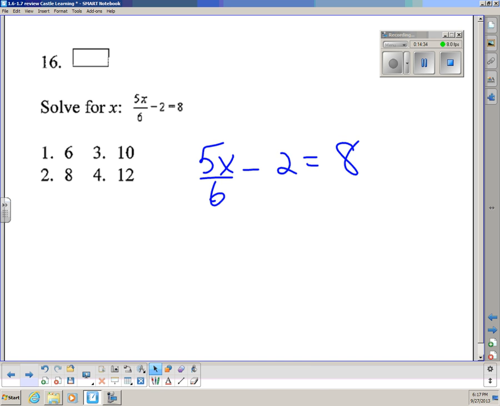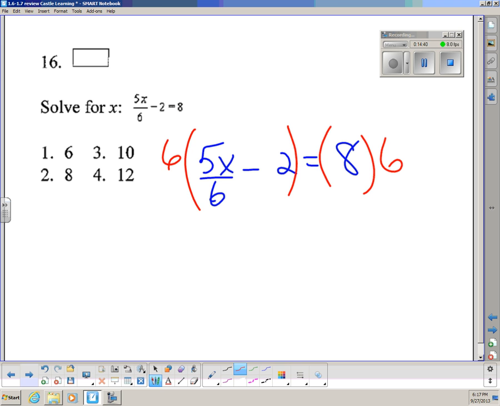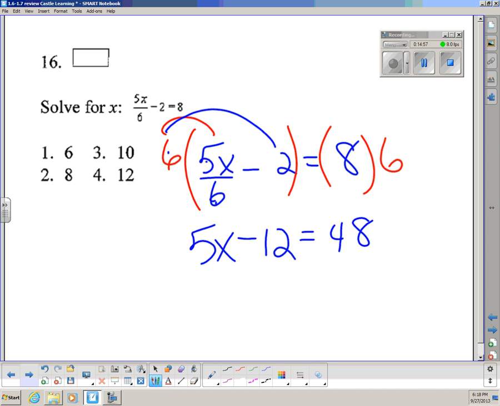This time, I'll clear out my fractions. There are multiple ways to do this. I want to multiply by 6 just to show you a different way to do this one. 6 times 5 is 30. 30 divided by 6 gives me back 5. Or you can think of it, 6 divided by 6 is 1 times 5 is 5. 6 times negative 2 is negative 12. 8 times 6 is 48.